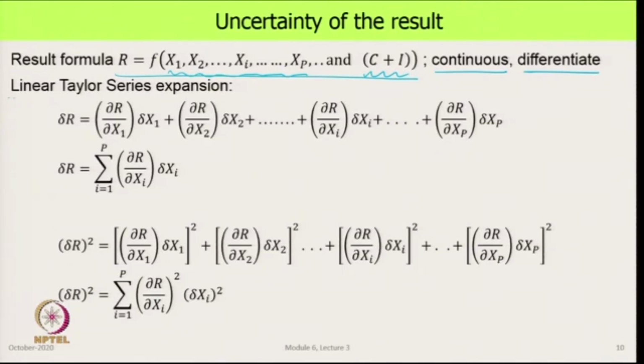And if we do a linear Taylor series expansion, that means we neglect second and higher order terms, and we say that they are uncorrelated measurements, then the Taylor series expansion says that delta r is dr by dx1 times the change in dx1, then same thing for x2, xi and xp, which can be written as a summation which is shown over here.